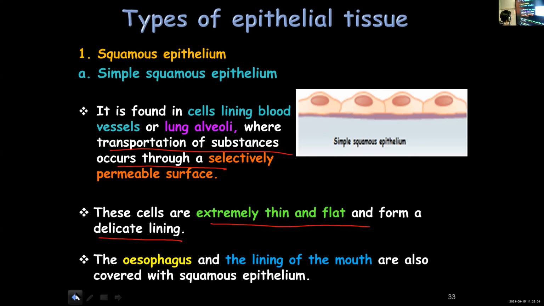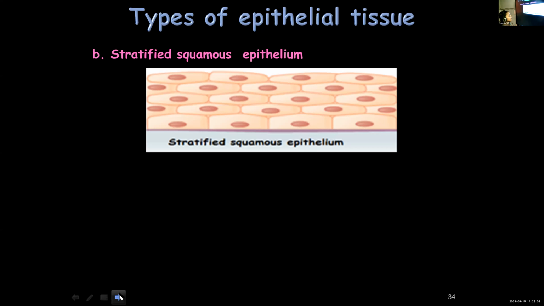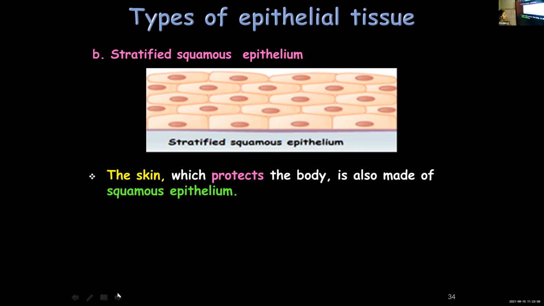But here you see several layers. Cells are arranged in several layers. So when squamous epithelium is found in several strata or several layers, you call it a stratified squamous epithelium. Skin is an example. Its function is to protect our body. It is an example for stratified squamous epithelium.